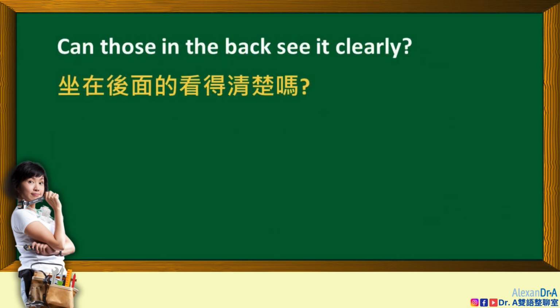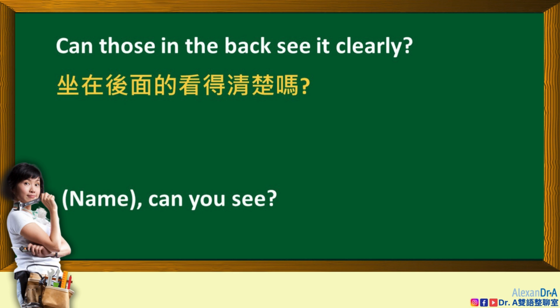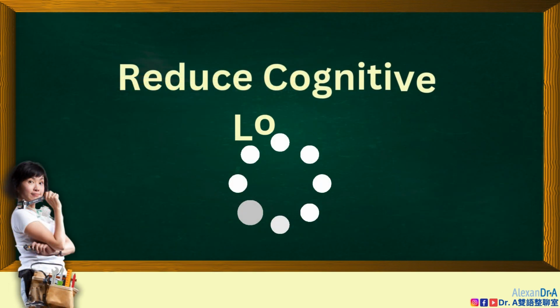Okay. And "can those in the back see it clearly?" Bit generic, right? "Those in the back." And "clearly" is often redundant. Can they see or not? So be more direct. Yeah, address someone by name if possible. And simplify "see it clearly" to just "see." Like, "Lisa, can you see?" Simple, personal, effective.